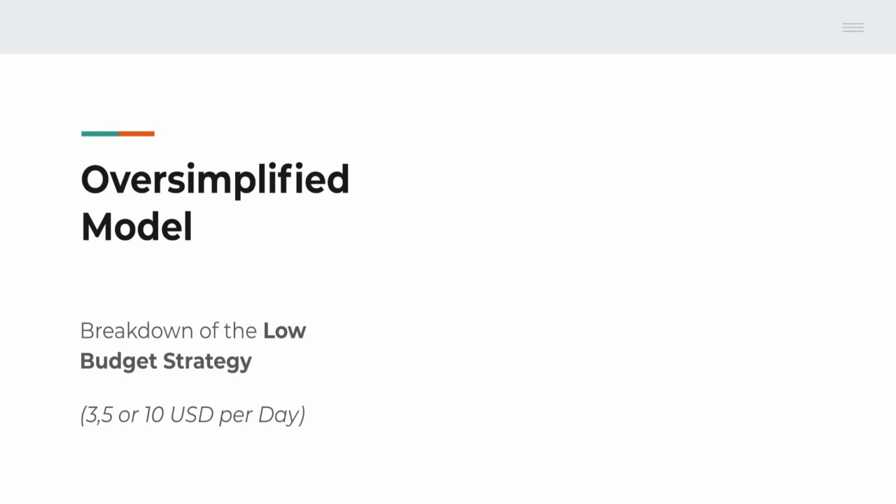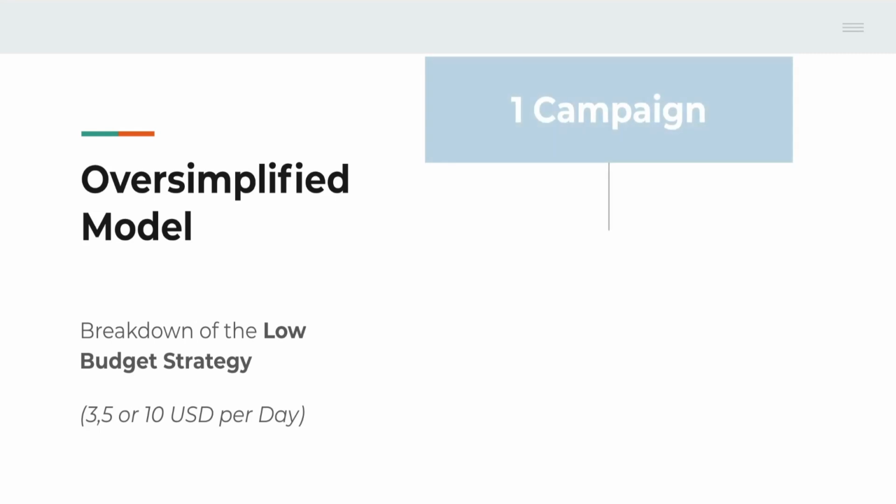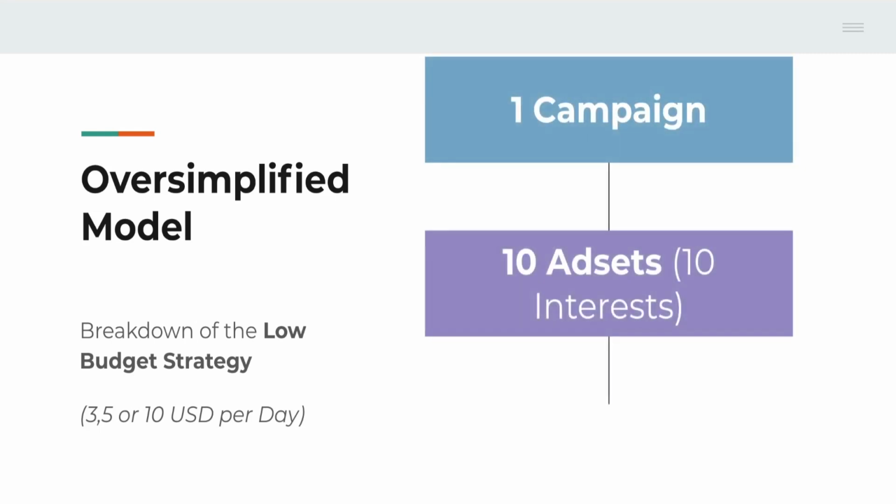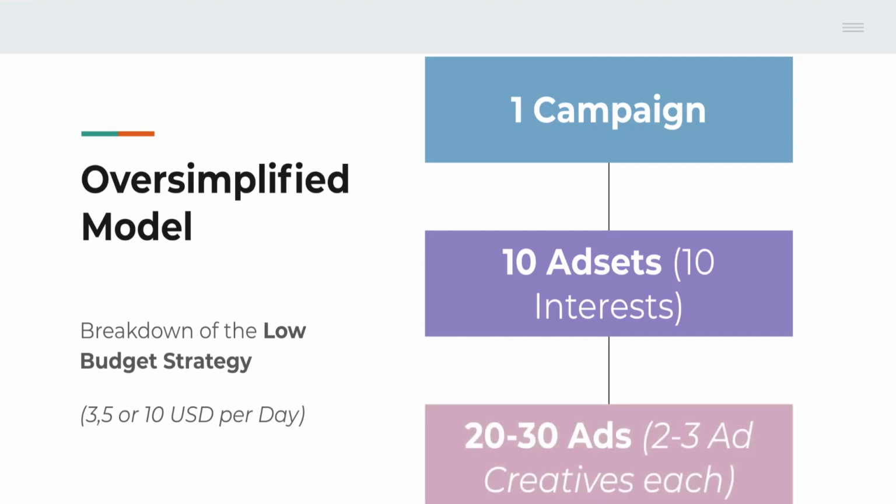And right here, to explain it oversimplified, to break down the low budget strategy, you could either use this for a $3, $5, or $10 budget per day per ad. Let's say we use 20 different ads. That would either be $60, $100, or $200 per day. So to oversimplify it, we have one campaign. In that one campaign, we have 10 different ad sets with 10 individually different interests, and in those 10 ad sets, we each have 2 to 3 ad creatives, equaling a total of 20 to 30 different ads.